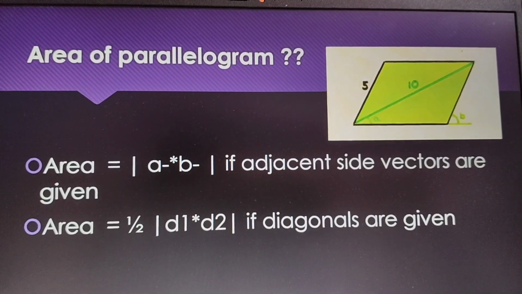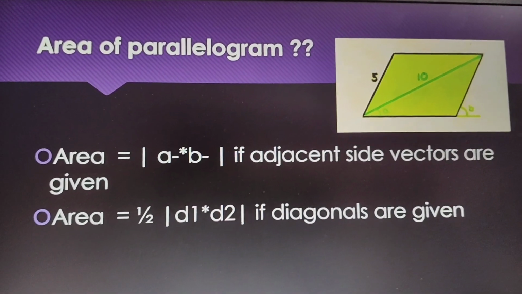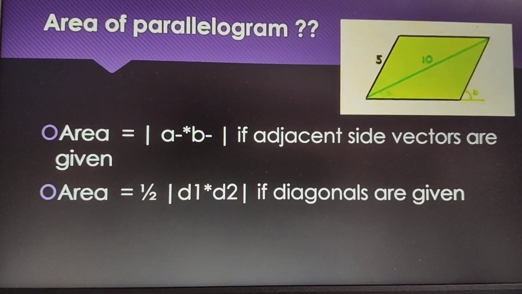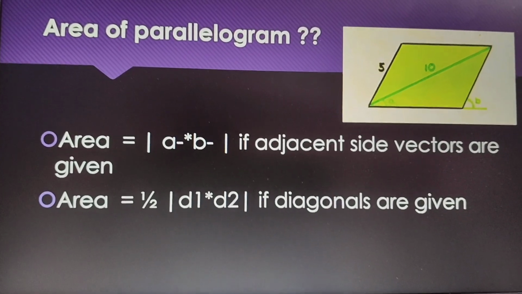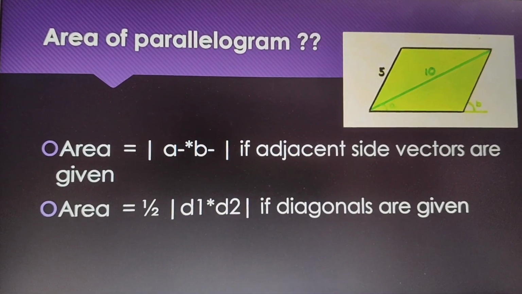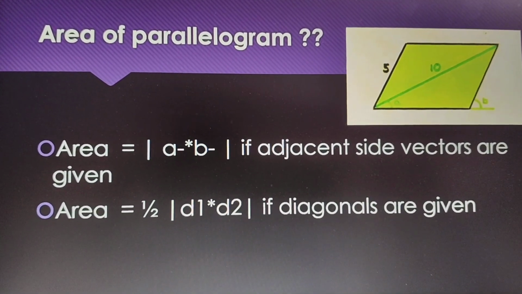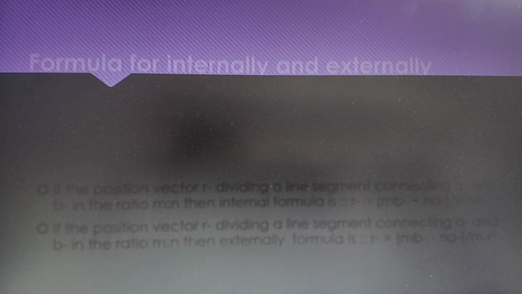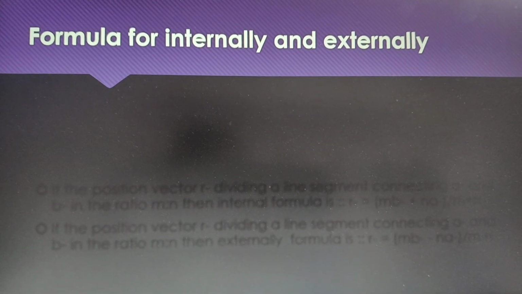The second one is half mod D1 cross D2. That is, the diagonals' cross product you need to find, and then find the magnitude and multiply with half or divide by 2. When diagonals are given, use this formula.